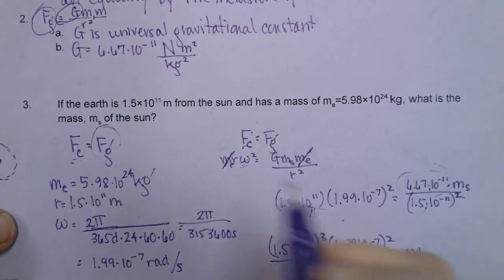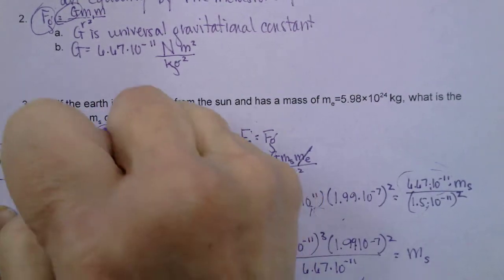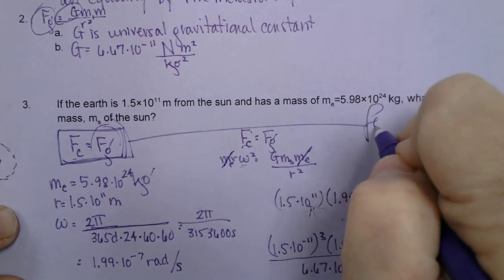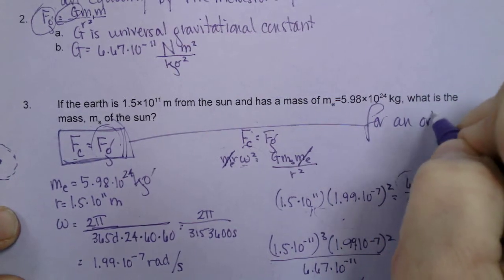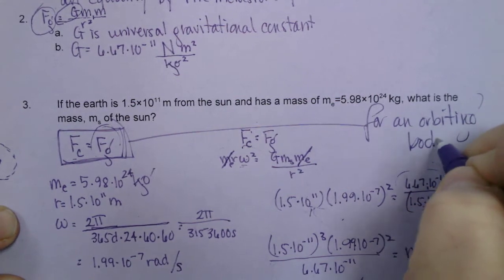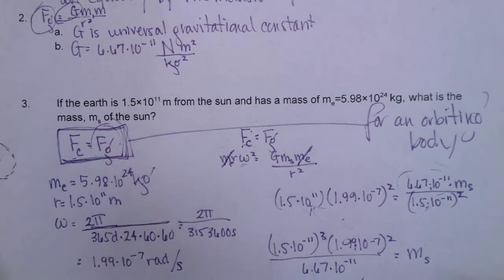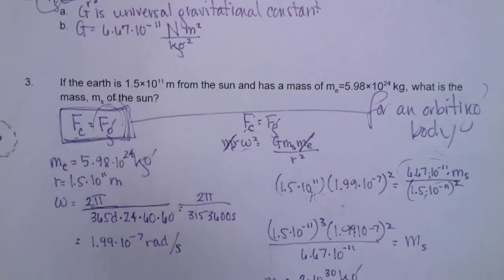All right, so here's a big key that I want you to know. For an orbiting body, this will always be true. For an orbiting body, centripetal force is equal to gravitational force, or gravitational force is the centripetal force. They're the same thing. They mean the same thing. They create the same effect. All right, next page.